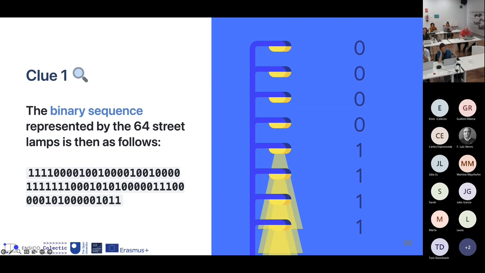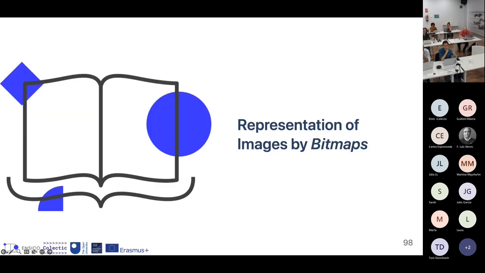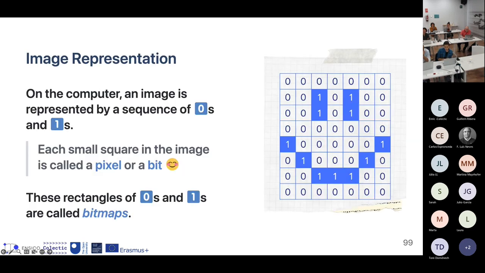But what does this mean? This is a clue, but how is this a clue? Well, surprisingly, this sequence hides an image with the next clue. To understand this, we need to understand the representation of images by bitmaps. Professor Zenuno already talked a bit about this. To simplify, we are only going to consider pictures that only have two colors, say black and white or blue and white. On a computer, an image can be represented by a matrix of zeros and ones. Each small square is a bit, because it's a zero or a one, which can also be called a pixel. And these rectangles of zeros and ones are called bitmaps.